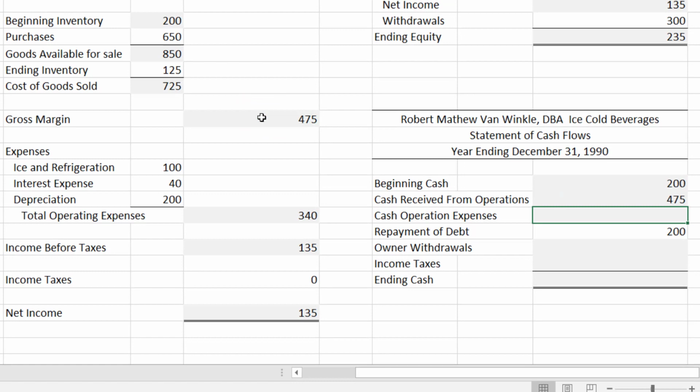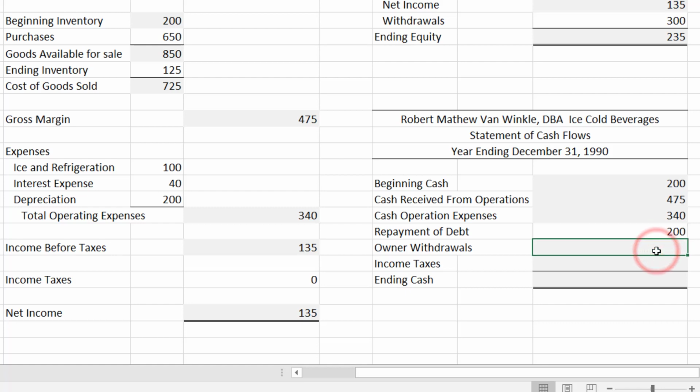All right, cash operation expenses. That's going to be our total operating expenses. So we're going to type an equal sign and then find the operating expenses on the income statement or the profit and loss, whatever you want to call it, and we hit enter. All right, repayment of debt. There'll be some other document that will actually list that. So it's not something that you're just going to make up. You have it somewhere. Owner withdrawals, we figured that before.